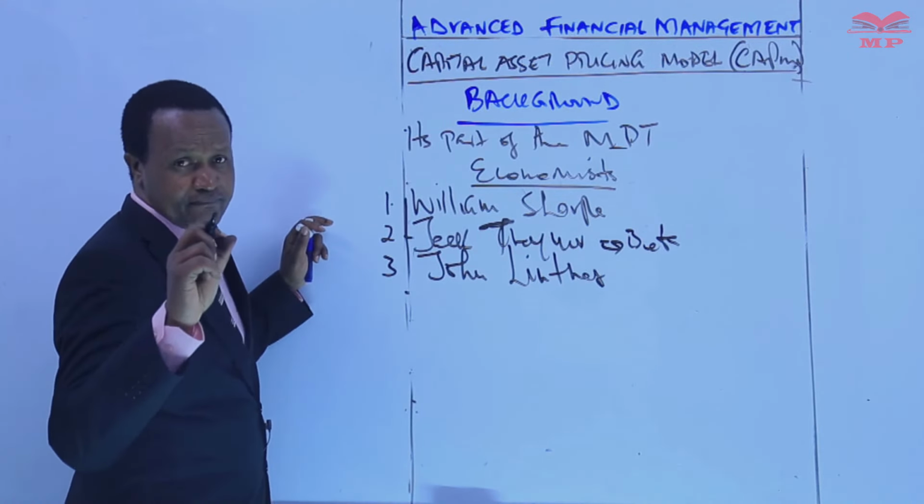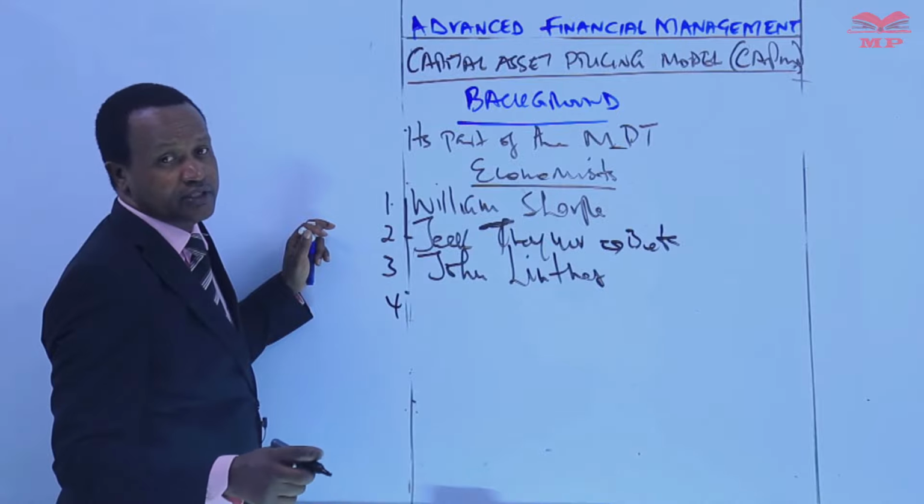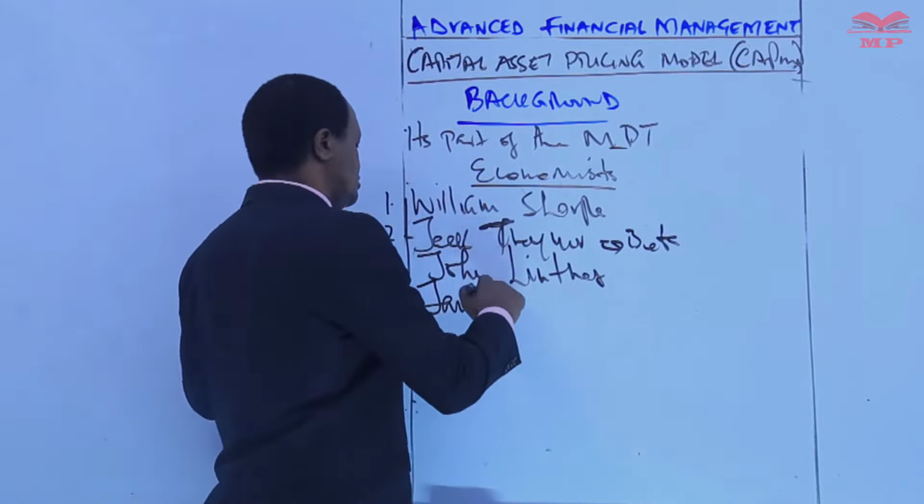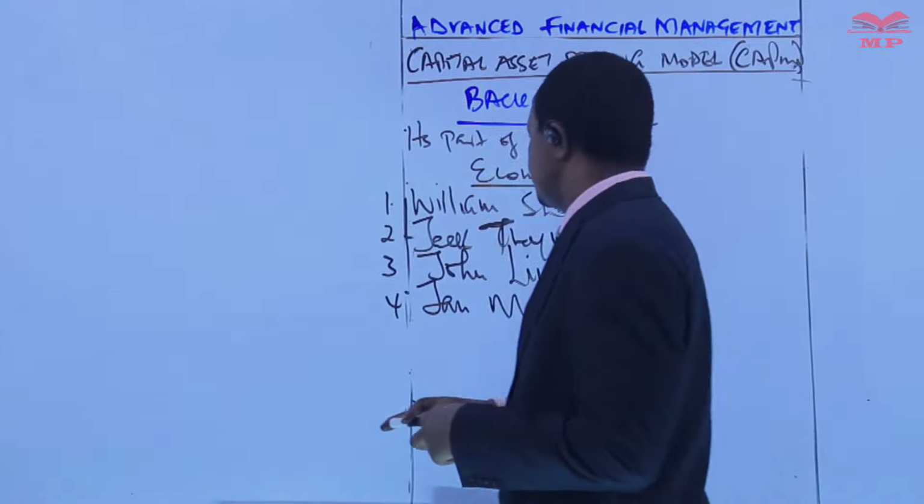Then the last figure here is Jan Mossin. Jan Mossin also played a critical role in the development of CAPM. Now, Mossin in his 1966 paper, dubbed Equilibrium in a Capital Asset Market, offered a rigorous mathematical treatment of CAPM, further solidifying its theoretical underpinnings.